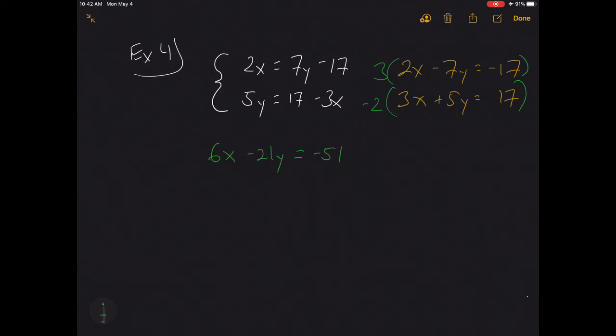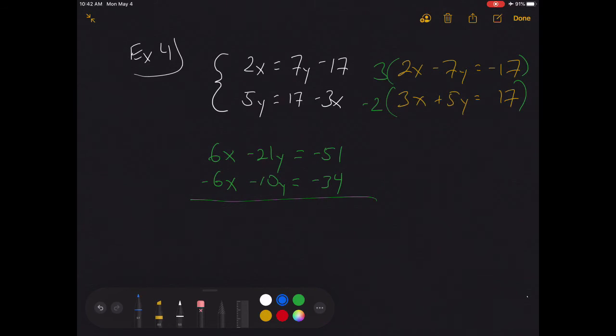So negative 2 times 3x is negative 6x. That's good, that's what we wanted. Negative 2 times the 5y is negative 10y. And then negative 2 times 17 is going to be negative 34. Now we are ready to add these down. If I add the 6x and the negative 6x, perfect, that goes away. The negative 21y and the negative 10y give us negative 31y.